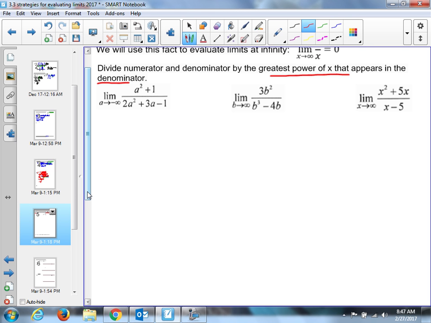So what I do is I multiply, as mentioned, by 1 over x squared because of the bottom. 1 over x squared.